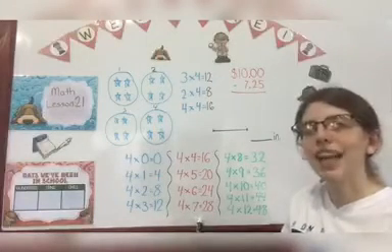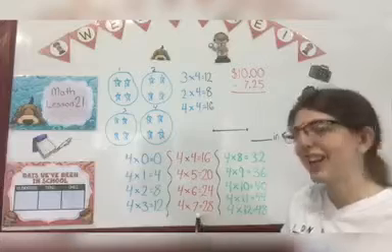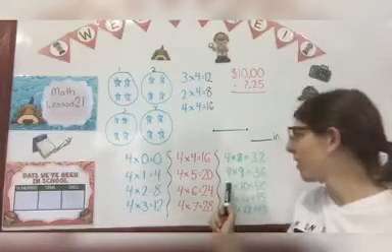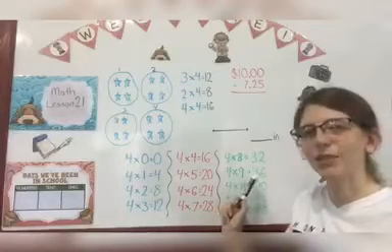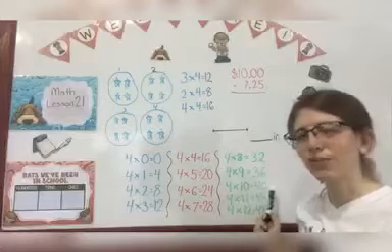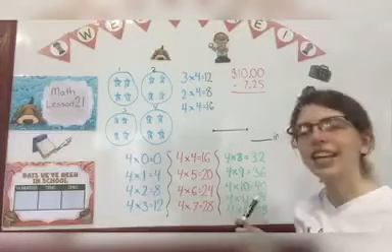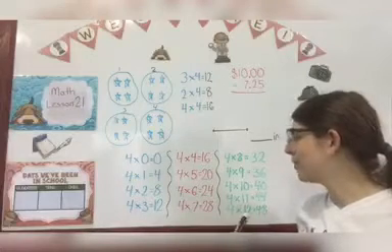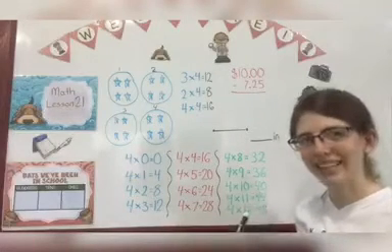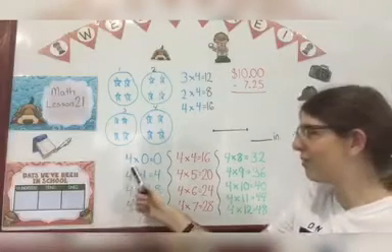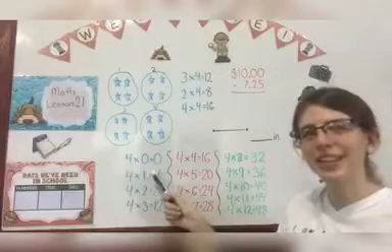4 times 7 equals 28. 4 times 8 equals 32. 4 times 9 equals 36. 4 times 10 equals 40. 4 times 11 equals 44. 4 times 12 equals 48. Let's do that one more time, starting over here with 0. 4 times 0 equals 0.